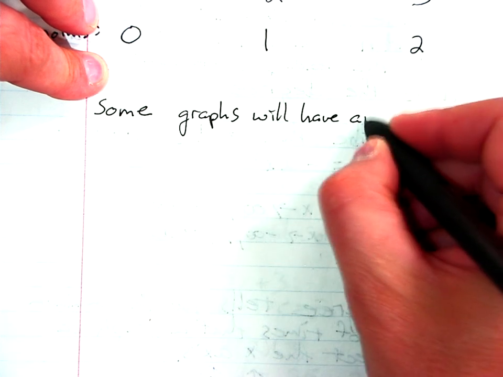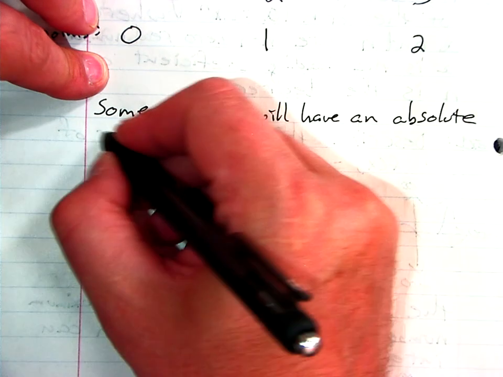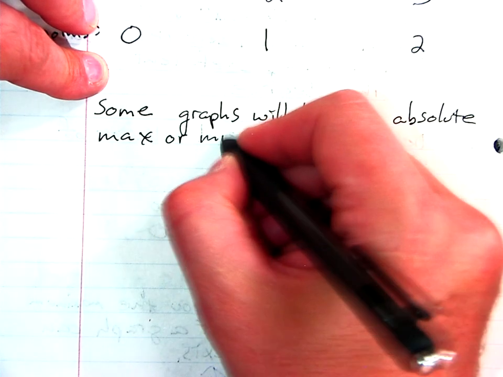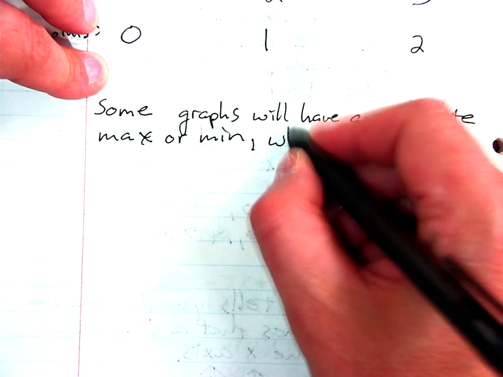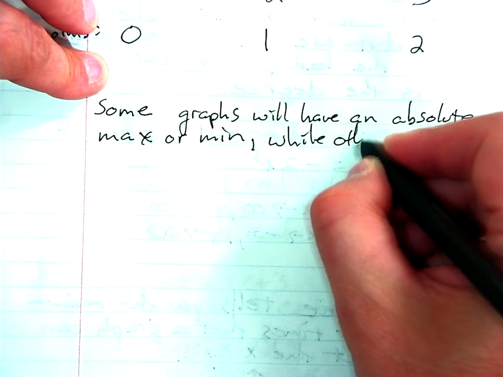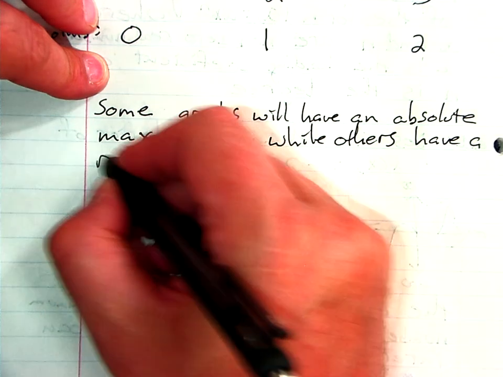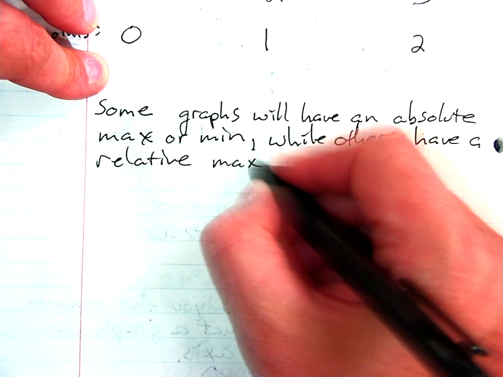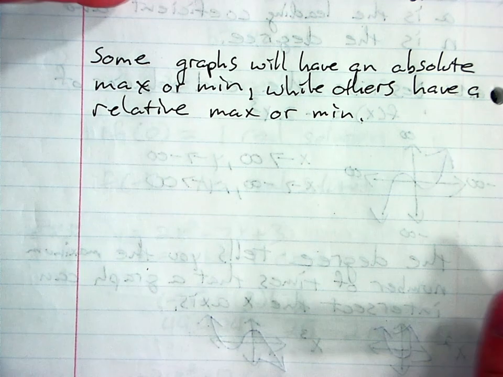All right, some graphs will have an absolute max or min, no owls in math, while others have a relative max or min. We have one more sentence left, 2 graphs, and we are done for today.